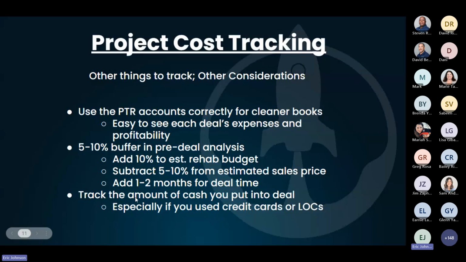And you want to track the amount of cash you put into the deal. I spoke on this earlier. We're going to speak on it even more towards the end, but it is going to be vital that you track this, because this one issue is the one thing that ends up causing a lot of investors to max out their credit cards, max out their lines of credit, and end up in a cash flow crunch. And that is exactly what we want to avoid.